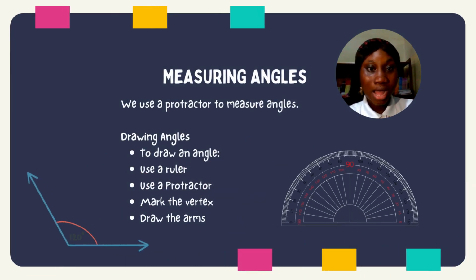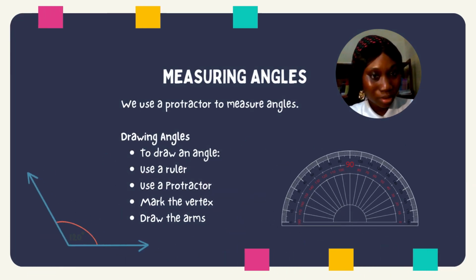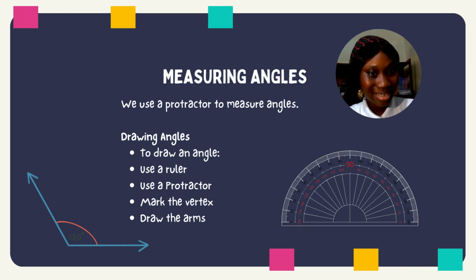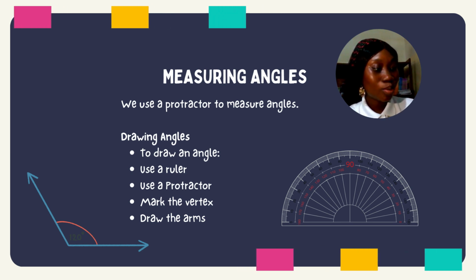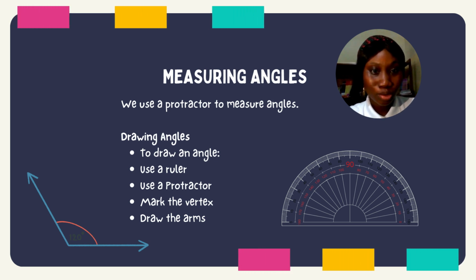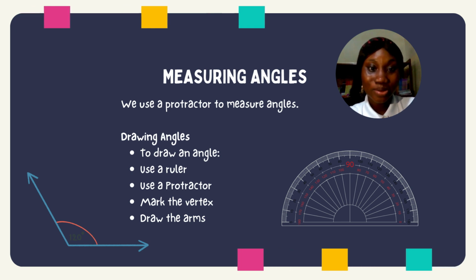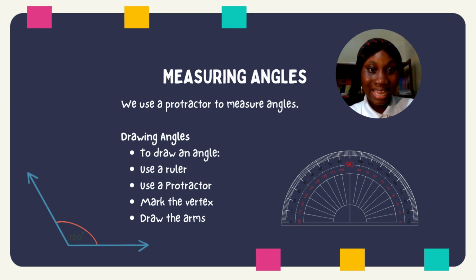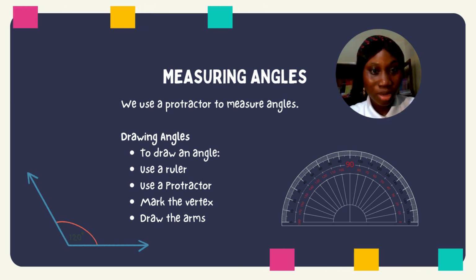So to measure angles, you need a protractor. That protractor you have in your mathematical set is not for play. It's not useless. It's not for you to be using to rule your book when you don't have a ruler. It is used to measure angles. It has a use and it has importance. You can see the picture. That is what a protractor looks like.